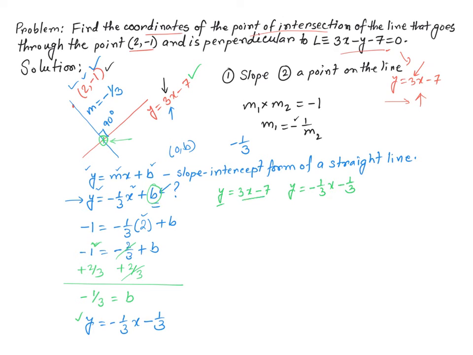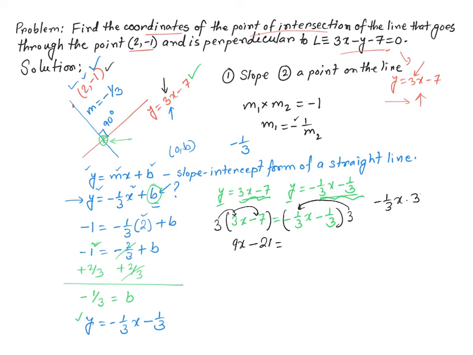Now y is equal to this and y is equal to this, so this must be equal to this, which is to say 3x minus 7 equals negative 1/3 x minus 1/3. Now I'm going to solve for x. Let me multiply everything by 3, both sides of the equation. Why am I doing it? So that I can get rid of the fractions. Using the distributive property, 3 times 3x is 9x, minus 3 times negative 7 is negative 21, equal to negative 1/3 x times 3, which is negative x, and negative 1/3 times 3, which is negative 1.